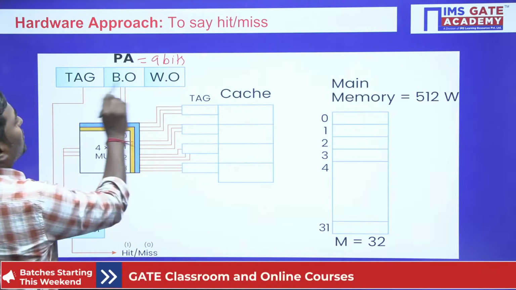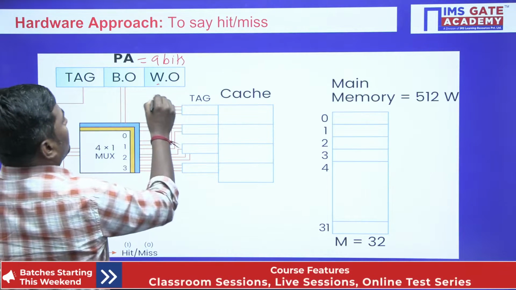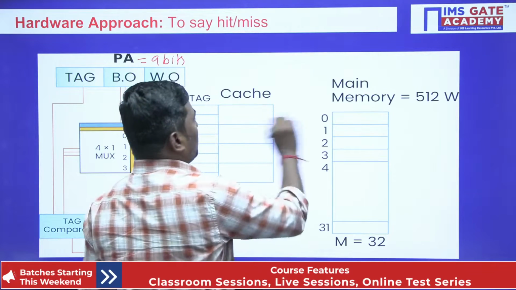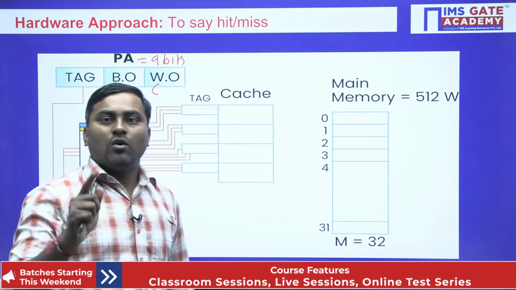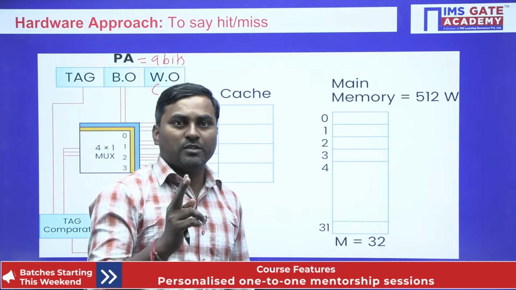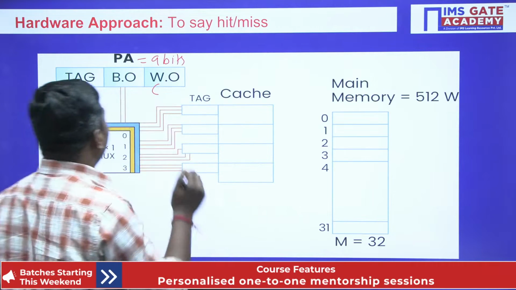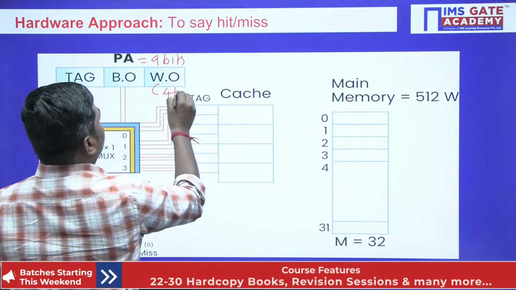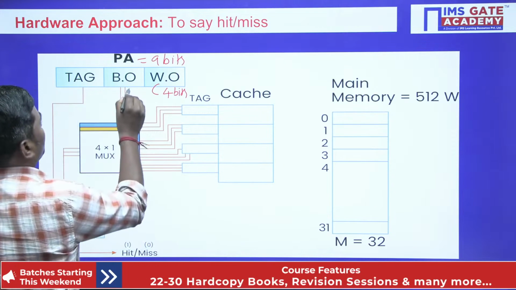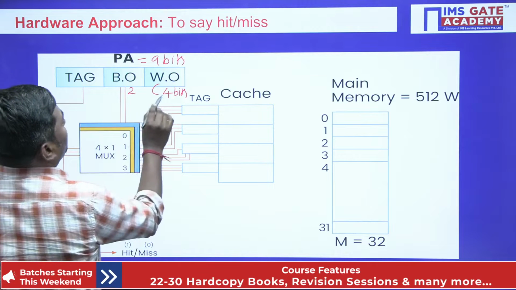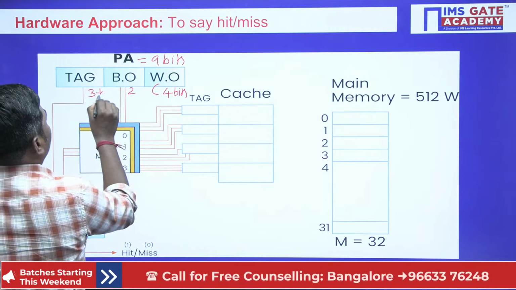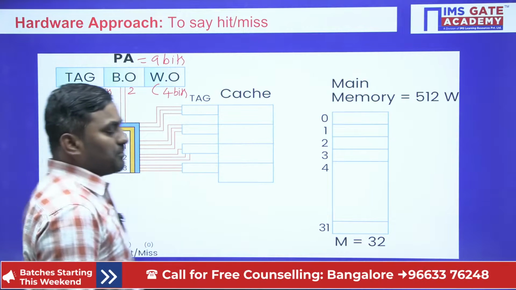That is divided into 3 parts. Word offset: what is the block size I have taken? The cache block or main memory block size is 16 words. If there are 16 words, how many bits are required to address them? 4 bits are required for this. How many blocks are there in the cache memory? 4 are there, so 2 bits are required for this. 2 plus 4 is 6, so 9 minus 6 is what? 3 bits for the tag. So 3 bits for the tag.